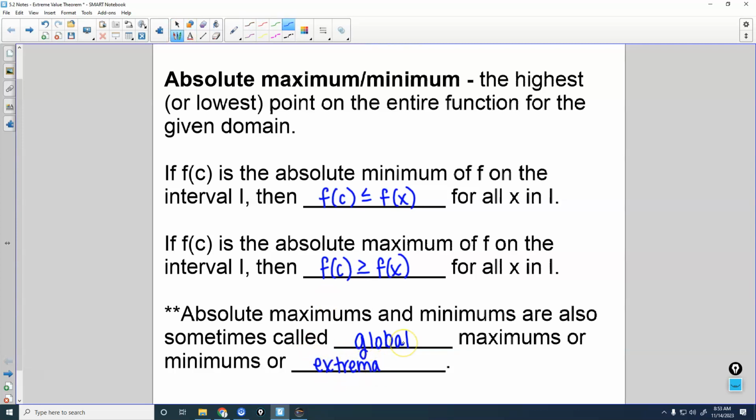I like the term absolute much better, but occasionally they will use the term global maximums versus local maximums. Local maximum or minimum you may see more. Usually they say absolute maximum or minimum if they're talking about that, but you could see this term. And extrema just means maximums or minimums, so those are your highest or lowest points. So it's a way of asking for both maximums and minimums.